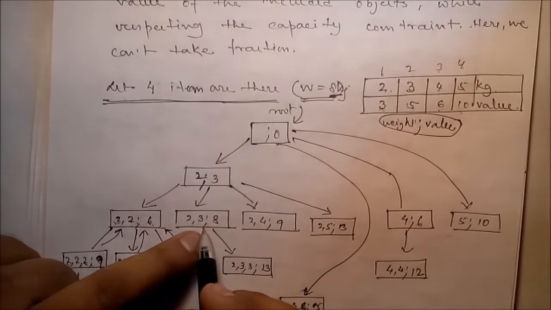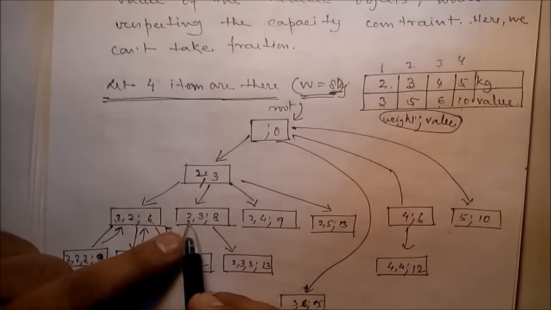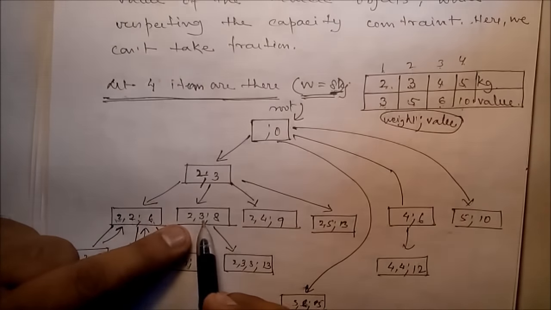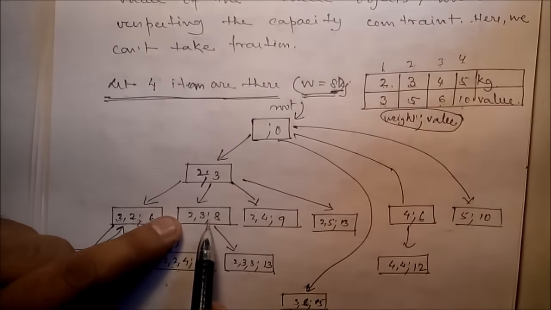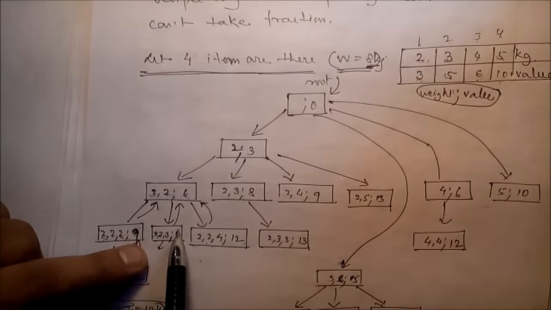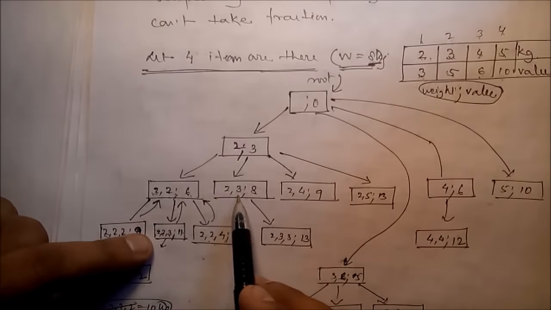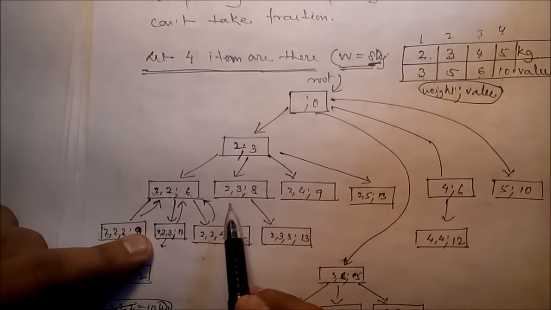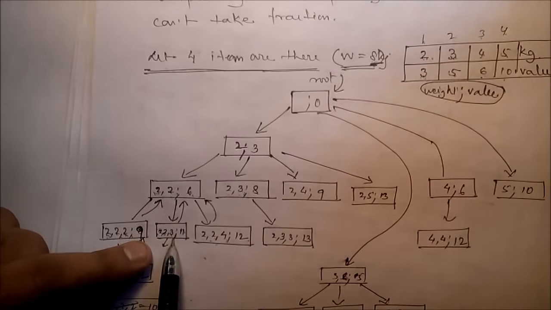Okay, so 8 value. Next, can you take one first item, 2 comma 2 comma 3 comma 2, 2 comma 3 comma 2, can you take another first item? Yes, but we will not, because we have already checked this one, 2 comma 2 comma 3, so no need to recheck. So 2 comma 3 comma 2 is possible, but we should not, because already we have checked this particular combination.